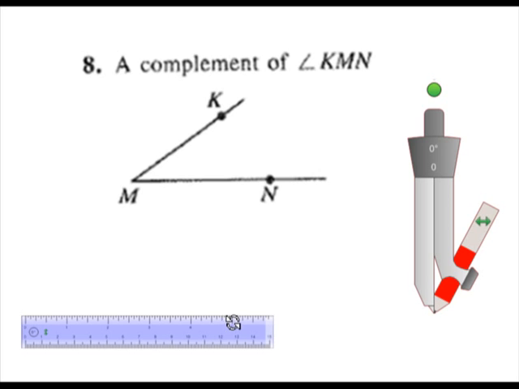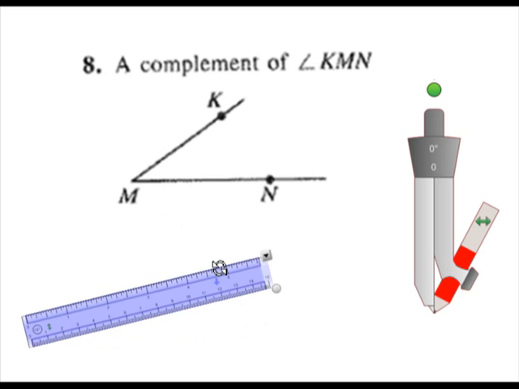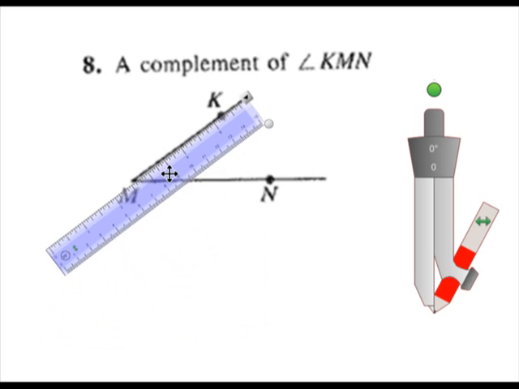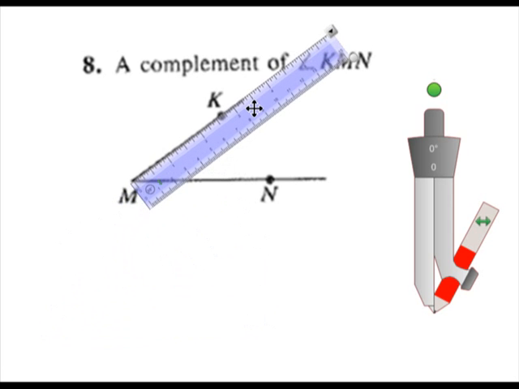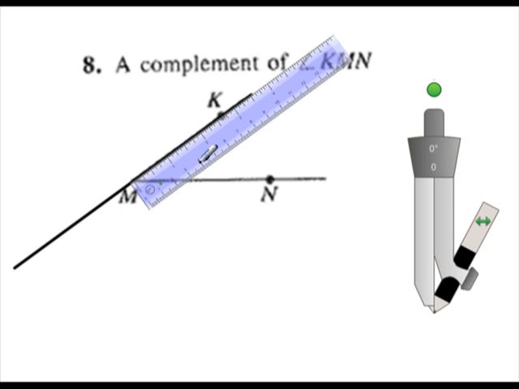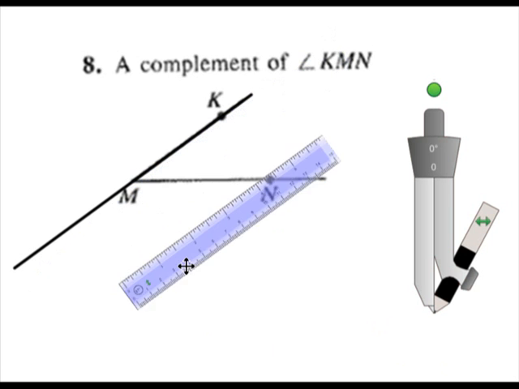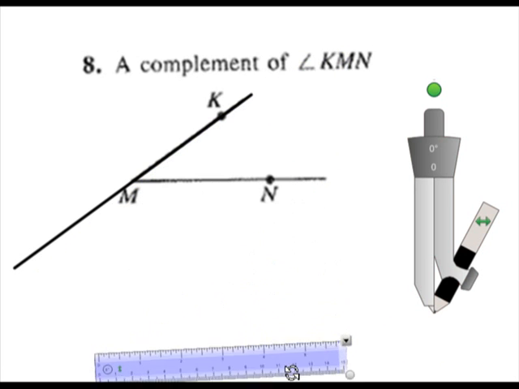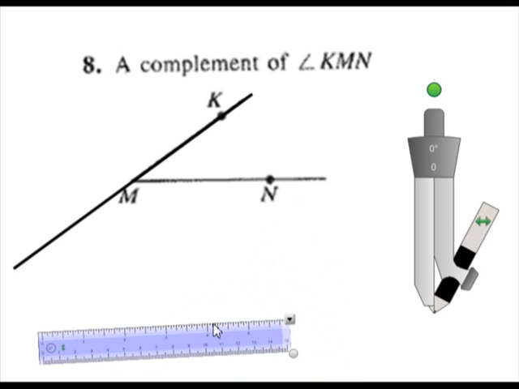Okay, so what I'm going to have to do in order to make this perpendicular is I'm going to need to extend KM there. I'm going to need to extend that in the other direction so that I've got some room to work with on the other side of M. So I'm just going to extend that a little bit. Always an appropriate thing to do in a construction, nothing wrong with that.